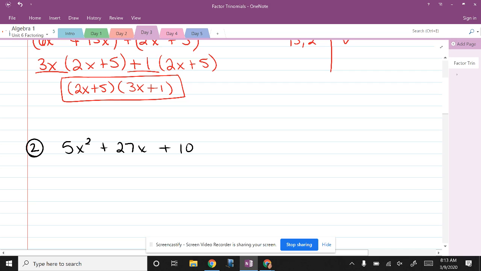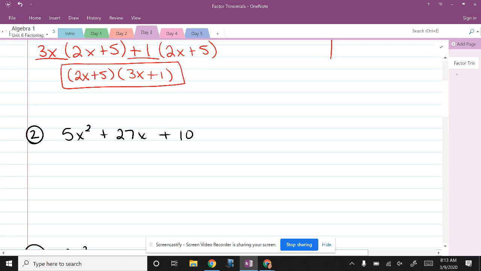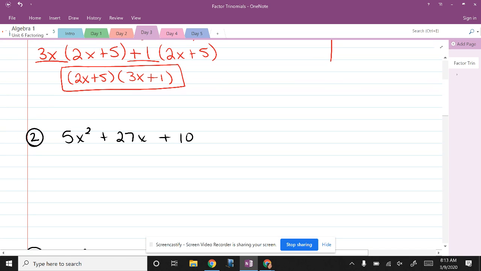Okay, number 2. Here's another one with all plus signs just to help us get rolling. We're going to start throwing negatives in a little bit. All right, it's a what kind of polynomial? Trinomial. So we're first going to look for the GCF. Is there a GCF besides 1 with those 3 terms? No, there's not. 5 goes into 10, but it don't go into 27. And they don't all have an x.